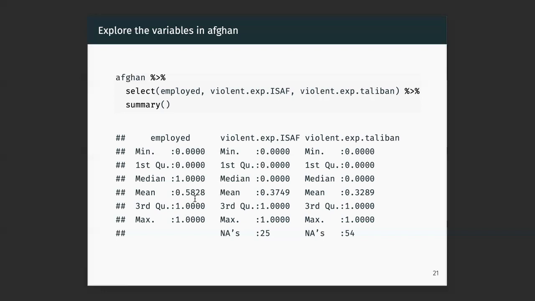What proportion of this sample has been exposed to violence at the hands of the Taliban? What proportion of the sample has been exposed to violence at the hands of the coalition forces? There's reason to suspect that this number might be too low. And there's reason to suspect this number might be too low as well, right? Particularly if there's a coalition aligned surveyor asking respondents, has my team injured or harmed you or your family in any way, right? We can suspect there might be reason to say no.